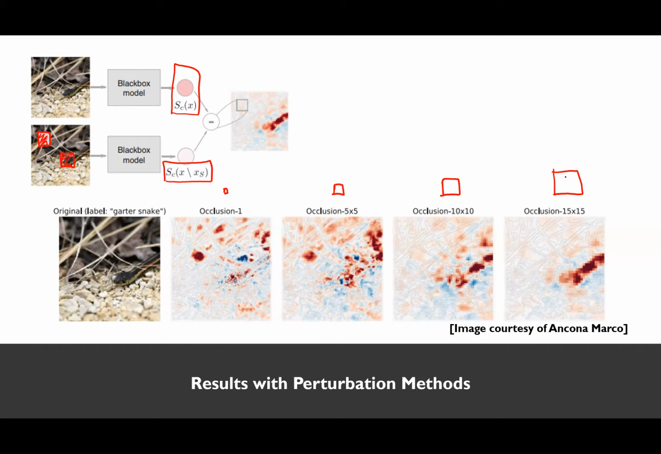If we randomly put a mask, or each individual grid cell may have a mask, we can change the location. And if we actually put the occlusion at ten by ten, then we can identify this area as the area which has the highest change in terms of final outcome, right? So this is the result of the perturbation method.